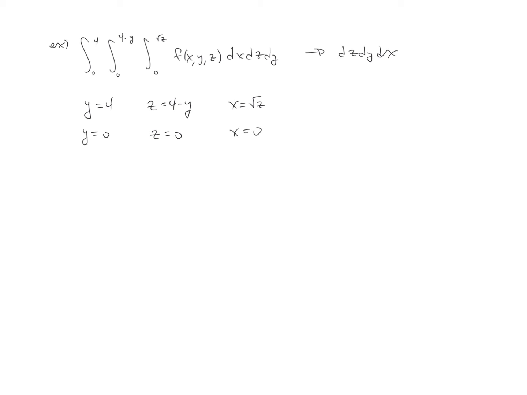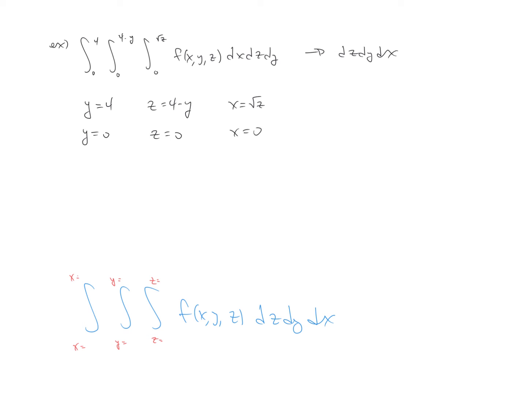Now, our job is to come up with a triple integral, f of x, y, z, in the order of dz, dy, dx, which means that these would need to be z equals, these would need to be y equals, and of course these would need to be x equals.